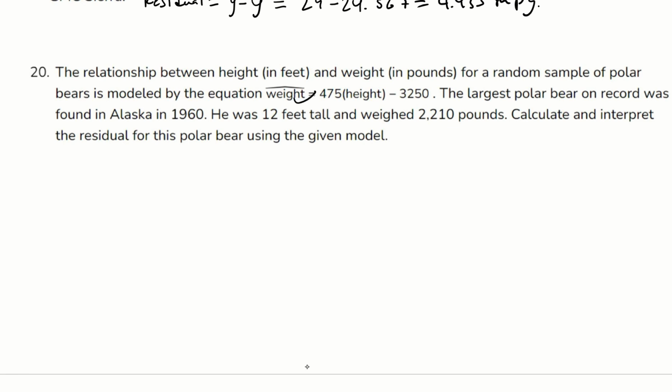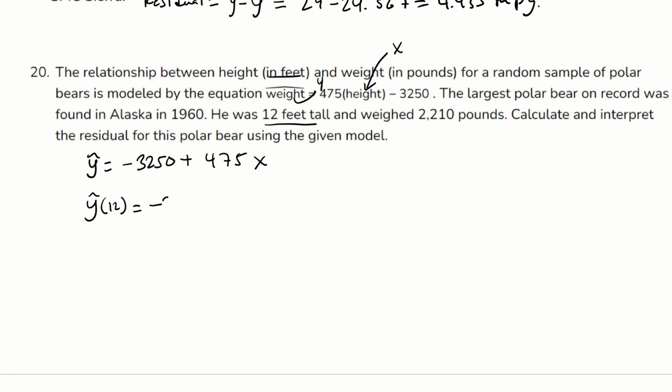All right, so I'm just going to call this y, and I'm going to call this the height x. It's weird that they wrote it like that instead of the traditional statistics way, so I'm just going to rewrite it as a plus b x. So that's the a plus bx. The height of the polar bear was 12 feet tall, and remember that the height is given in feet, so we're good. So we can plug it in.